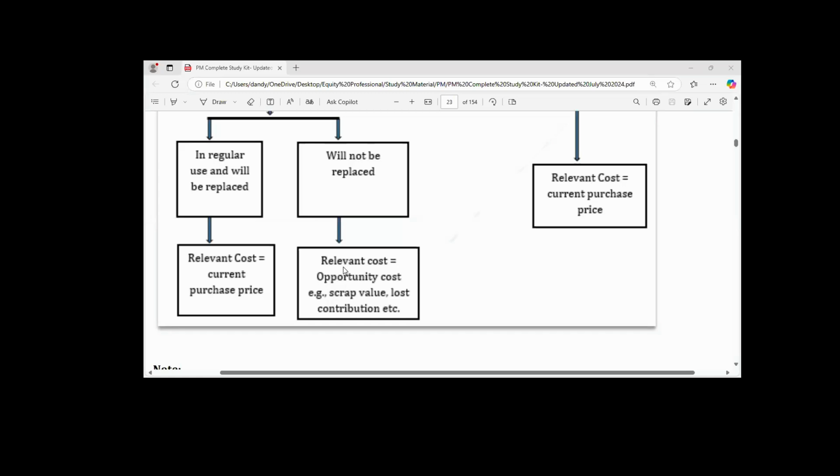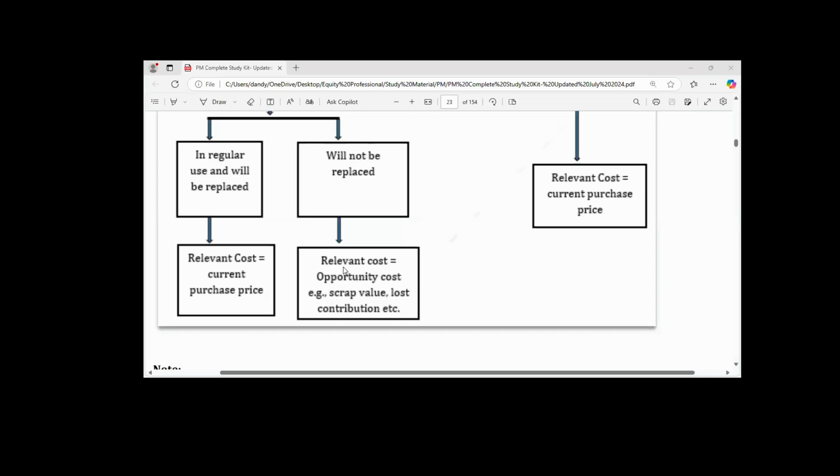Then we talk about incremental. We said incremental costs are costs that change between alternatives as a result of the decision taken. They represent the increase or decrease in a cost item. Okay, that is incremental costs. Then we talk about cash flows. Relevant costs are future cash flows.